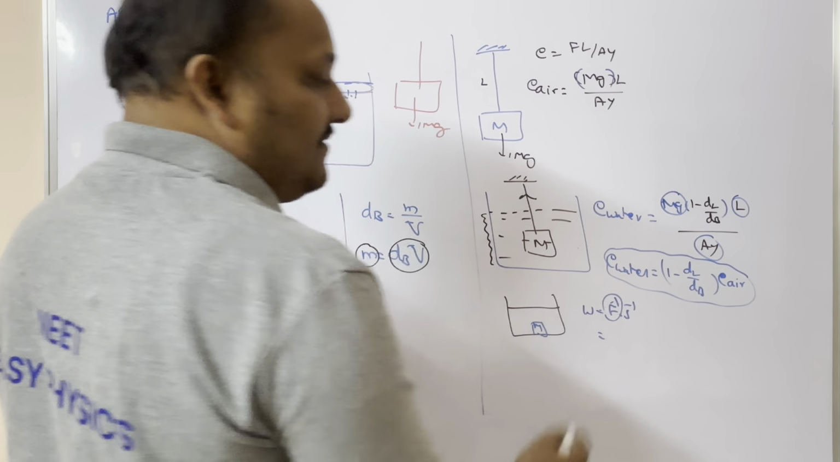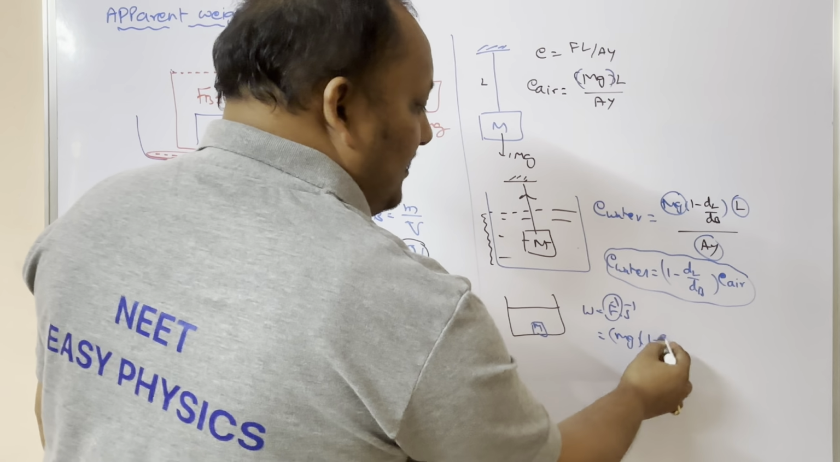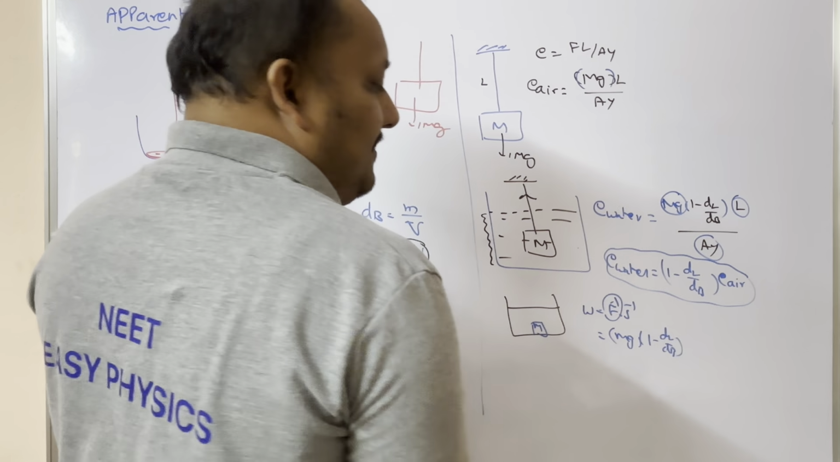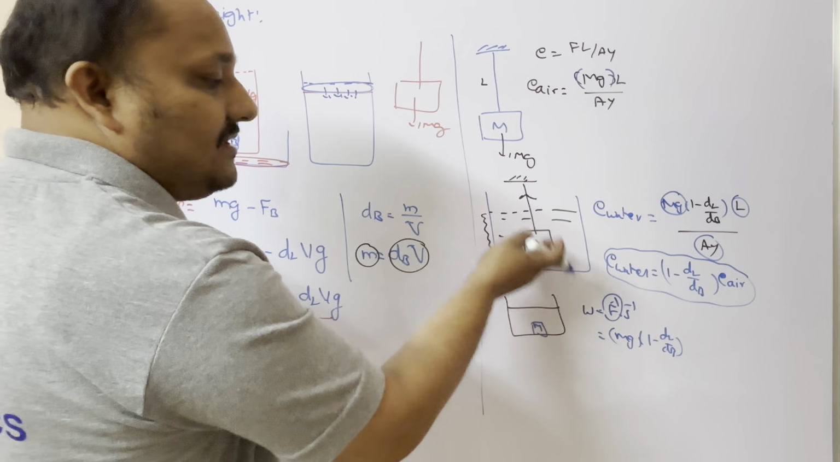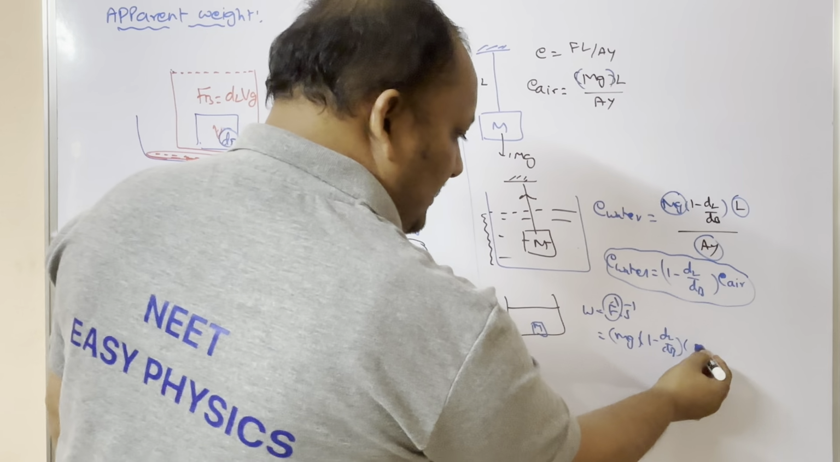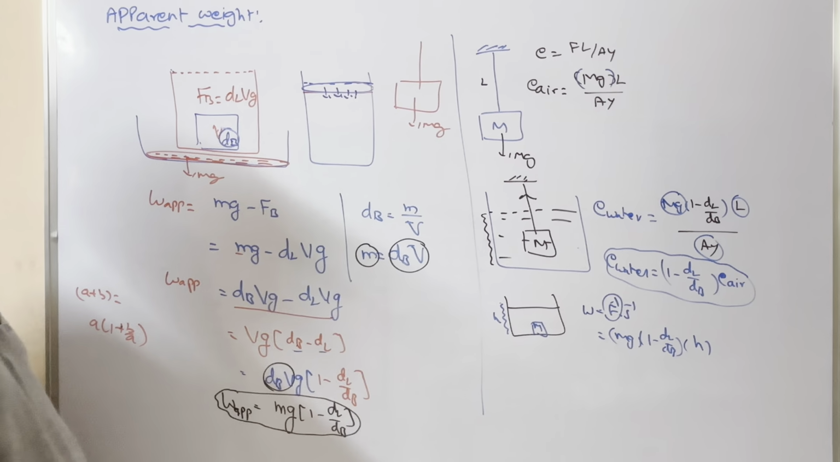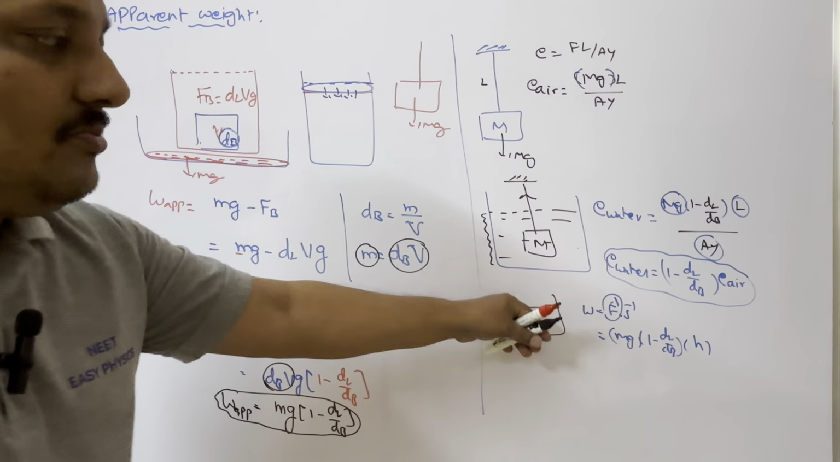So what is the force we are applying now? Apparent weight, mg into (1 minus dl by db). So you are pulling this object outside, displacement also outside, isn't it? So displacement is nothing but the height of this liquid. So that is the work done to pull the object.